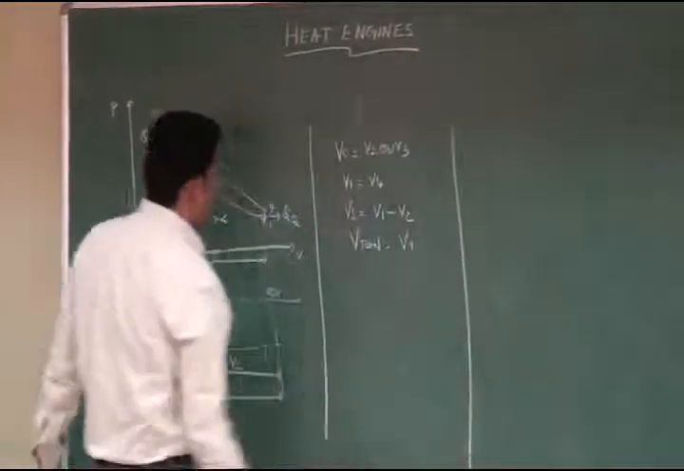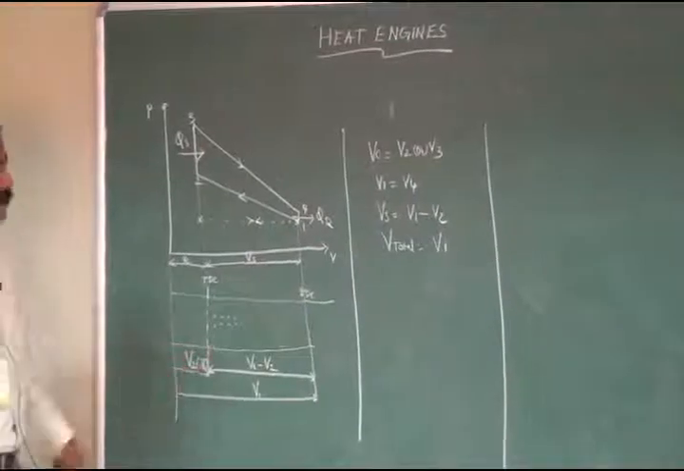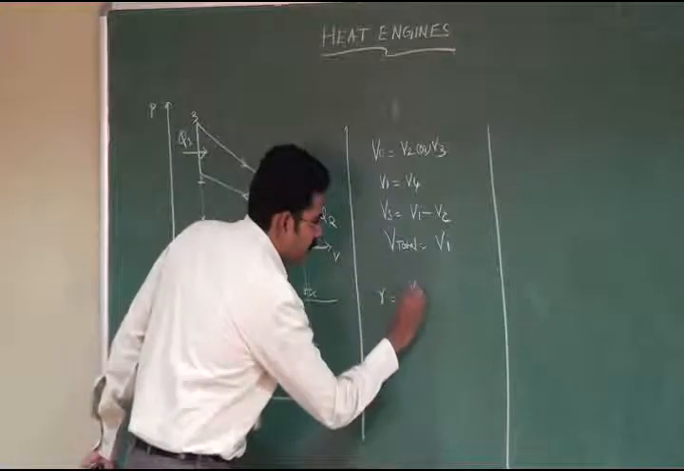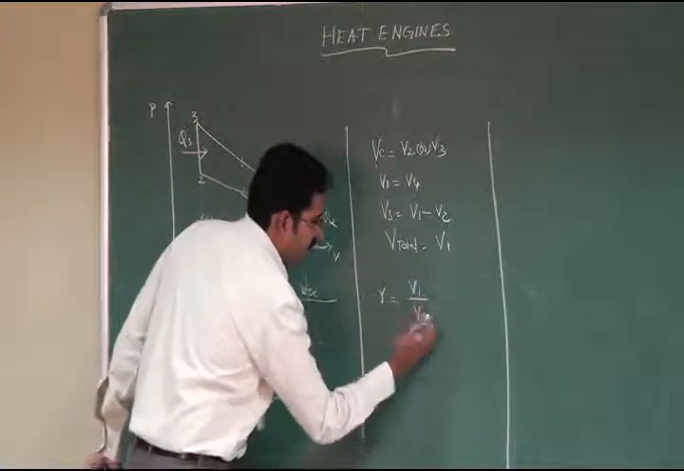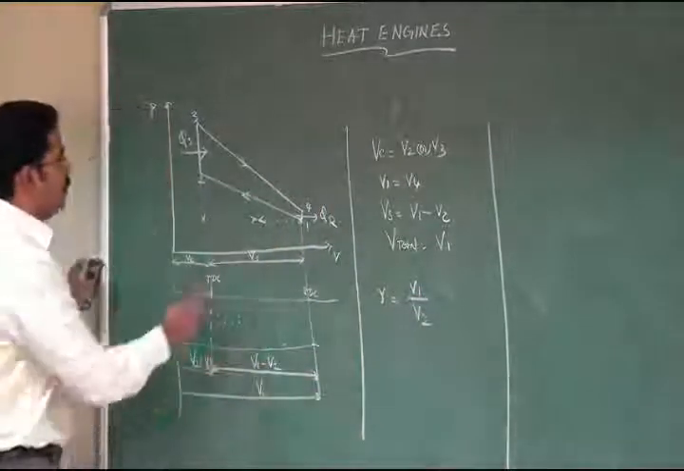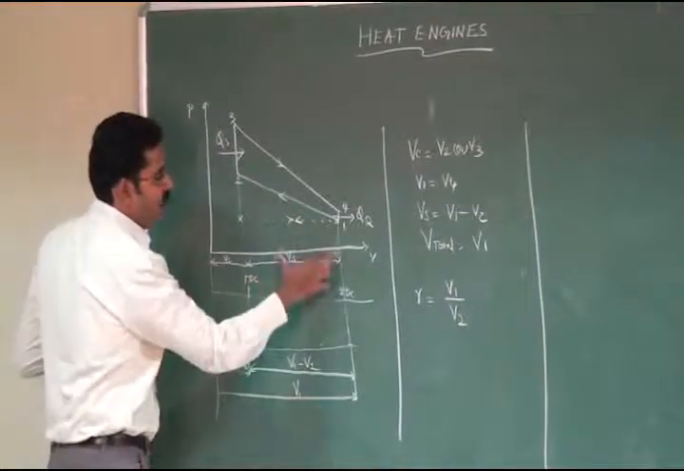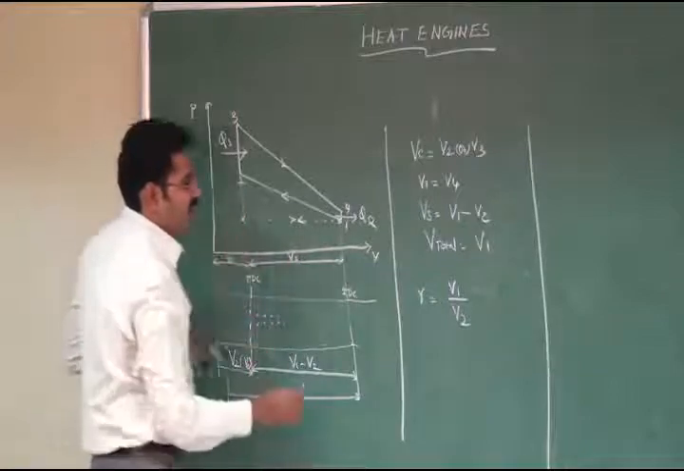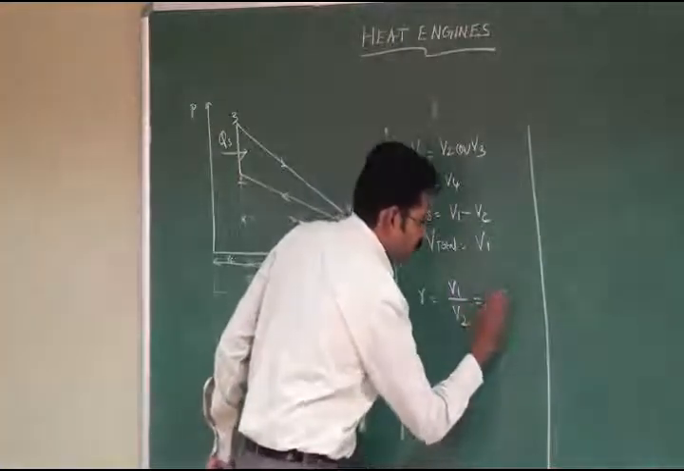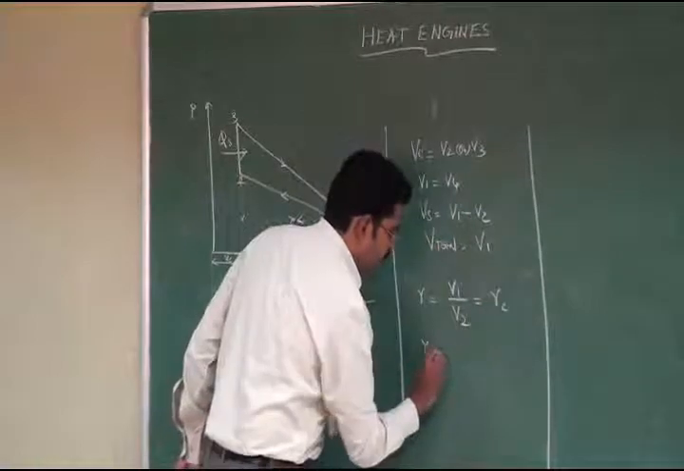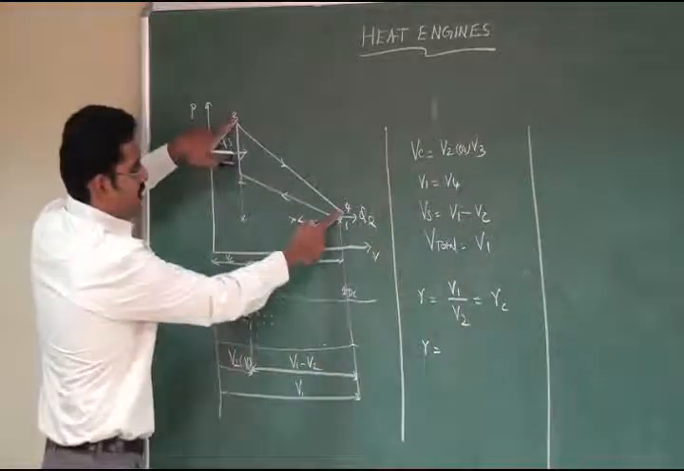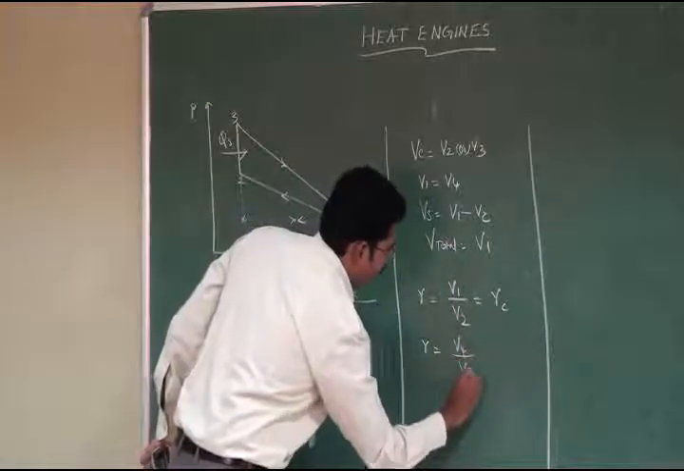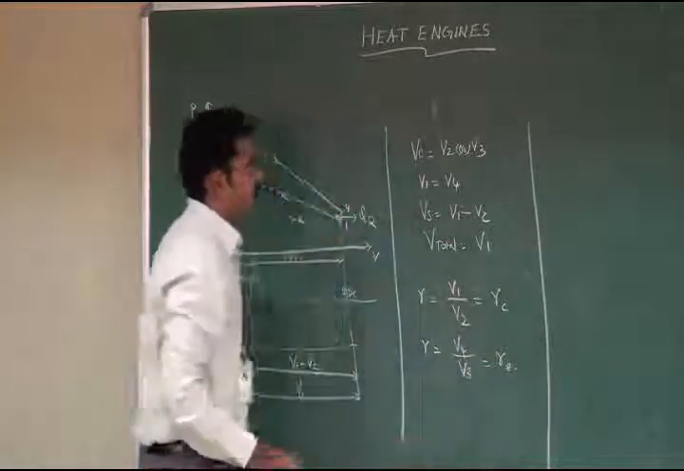Now we are going to introduce one term, compression ratio. What is compression ratio? Compression ratio means maximum volume divided by minimum volume. For example, in process 1 to 2, the maximum volume will be V1 and the minimum volume will be V2. So maximum volume divided by minimum volume in the compression process is R suffix C. In the expansion process, 3 to 4, it is again maximum volume divided by minimum volume.